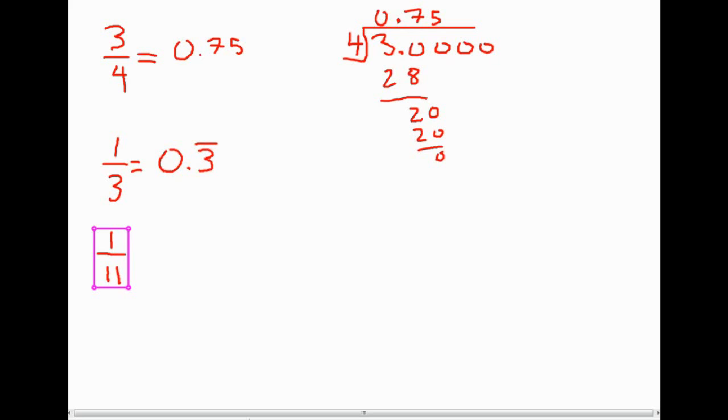If you try 1 divided by 11, you'll find you get 0.090909. So in that case, it's the 09 that repeats. So we put a line over the whole thing that repeats there. And the whole thing that repeats over and over again is 0.09.